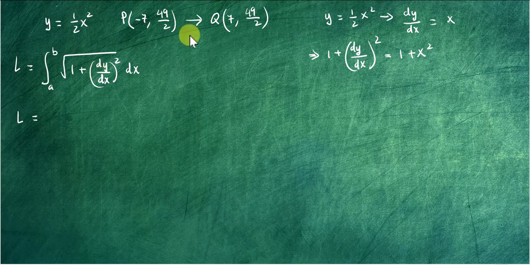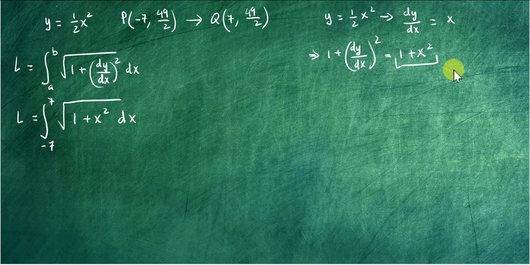Now we know that the points P and Q have the same y value, and they have opposite x values, minus 7 to 7. So they are symmetric in this case. So we're going to go from minus 7 to 7, and all the stuff under the square root is 1 plus x squared. So the integral of the square root of 1 plus x squared dx.